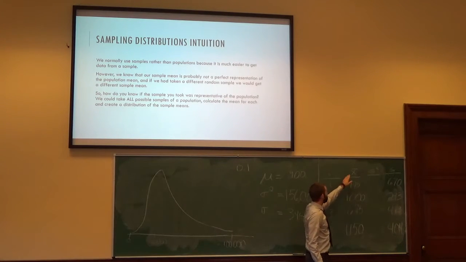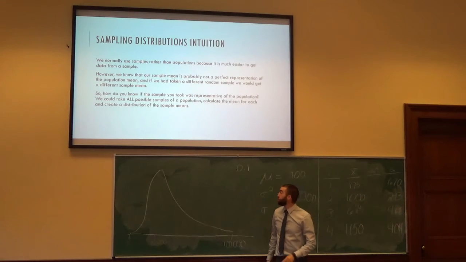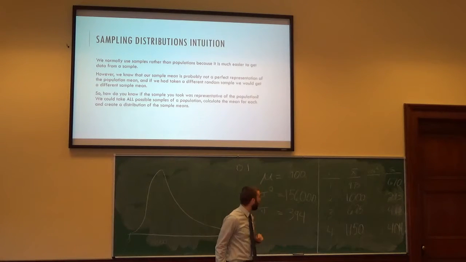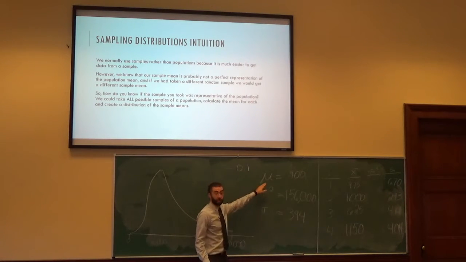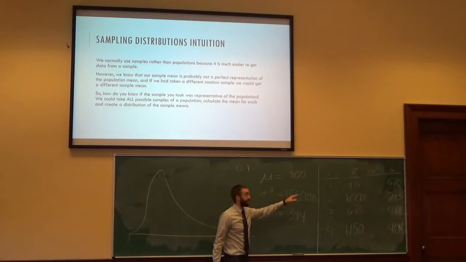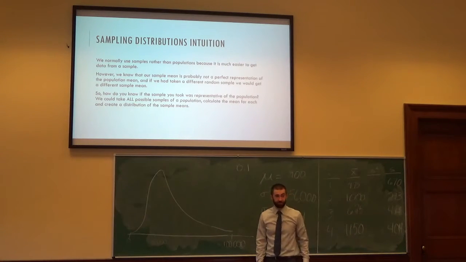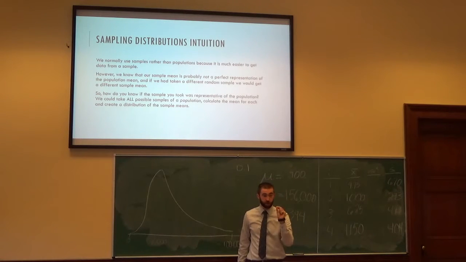So the sample mean is going to follow a normal distribution. And it's going to follow a normal distribution no matter what. This thing's going to blow your mind. No matter what the distribution of the population is, the sample mean is going to follow a normal distribution. That means the most common value is going to be the mean.